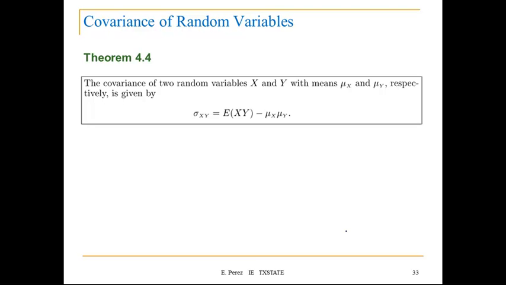Okay, so this is from your textbook. Theorem 4.4 says that the covariance of two random variables x and y with means mu x and mu y respectively is given by this expression: the expectation of the product of x and y minus the multiplication of the two means.